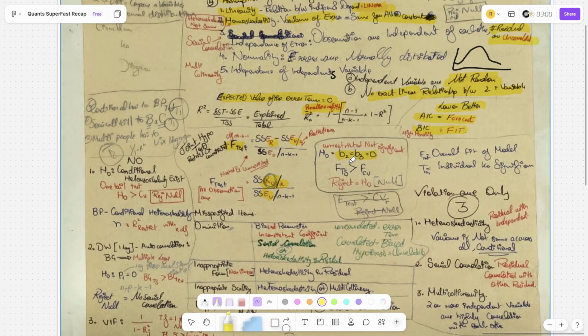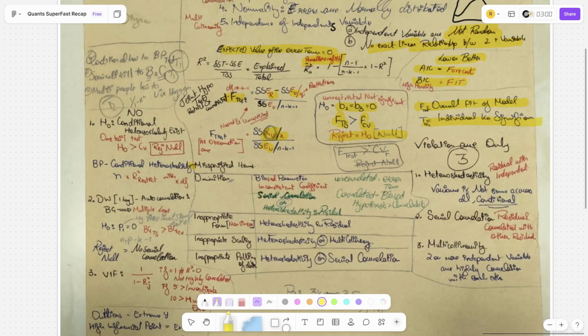And if this F test value is greater than the critical value of F, then we can reject the null. Rejecting the null meaning that H0 is not true, meaning that the second independent variable and third independent variable are significant, meaning they have explanatory power. Then the F test is the overall fit of the model and the T test is the individual significance.